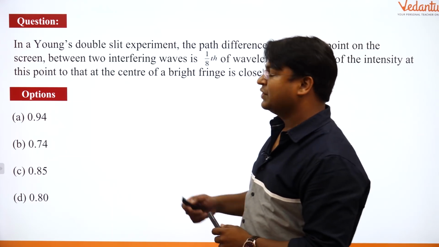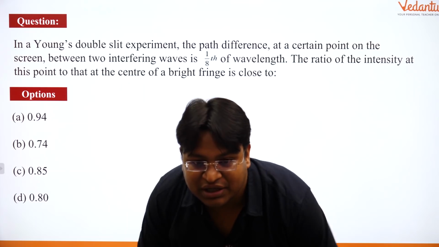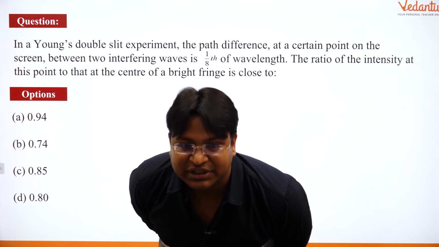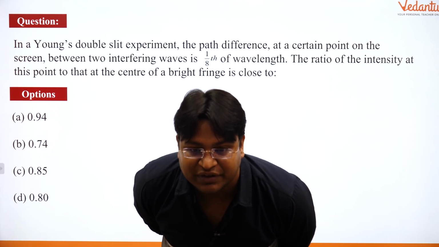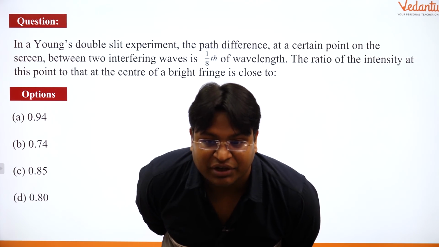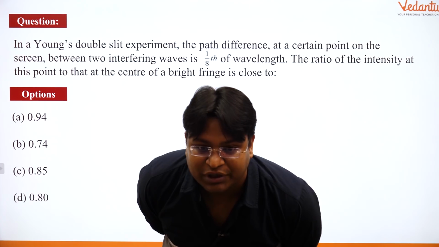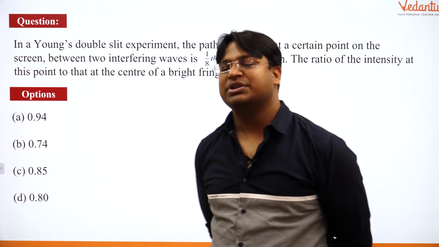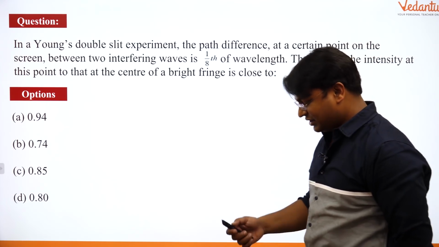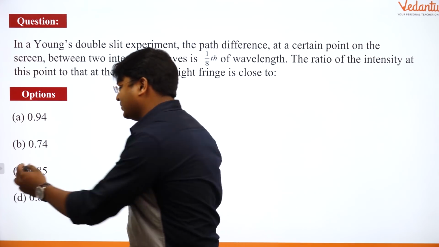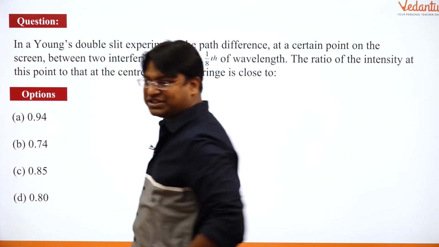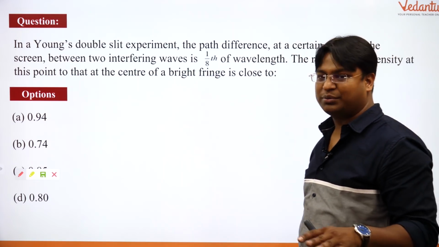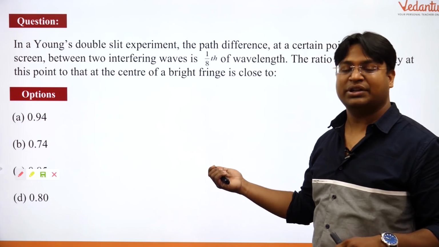Let's see another question. Now this question says, in Young's double slit experiment, the path difference at a certain point on the screen between 2 interfering waves is 1/8 of wavelength. The ratio of intensity at this point to that at the center of the bright fringe is close to. Now this question is actually an easy one. There's no trick involved in this question. It's quite a regular question. It just checks whether you are thorough with your topic or not, because if you are thorough with your topic, there's no chance that you are getting this one wrong.